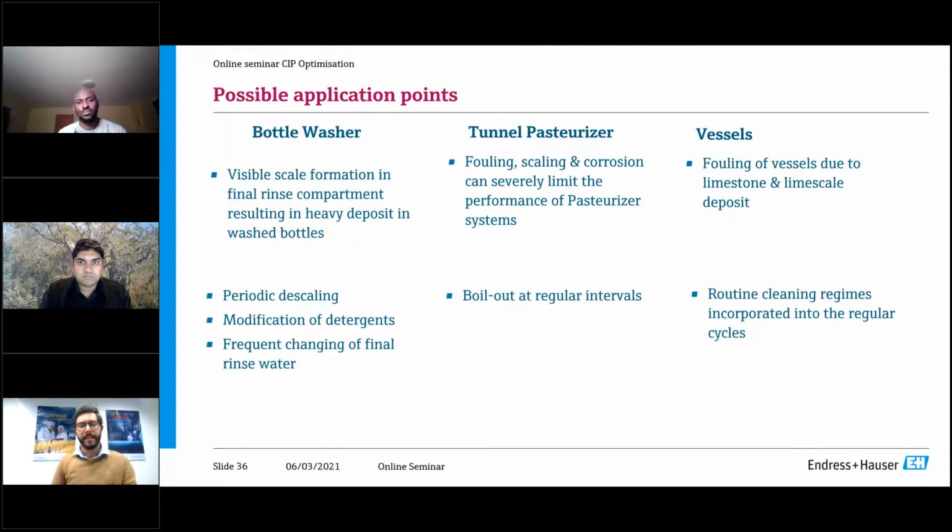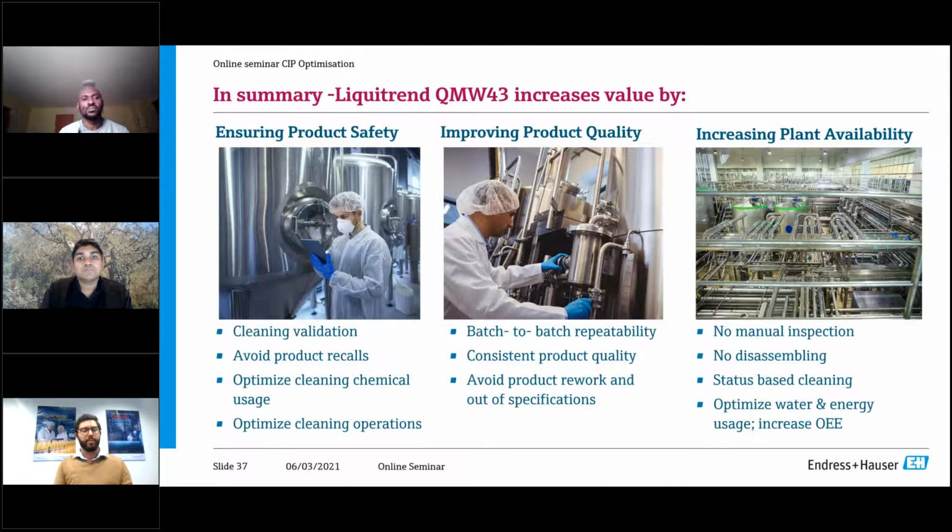efficiency of cleaning. Okay, so just to give you a summary on the QMW43: what is the real value add for you? We can help you ensure your product safety. As we mentioned, with a time-based approach, if something changes in your process, you cannot ensure the efficiency of your cleaning. With an online measurement, you can ensure that you have zero scale, zero buildup on that specific point. So this can help you improve and reduce any kind of microbiological contamination.